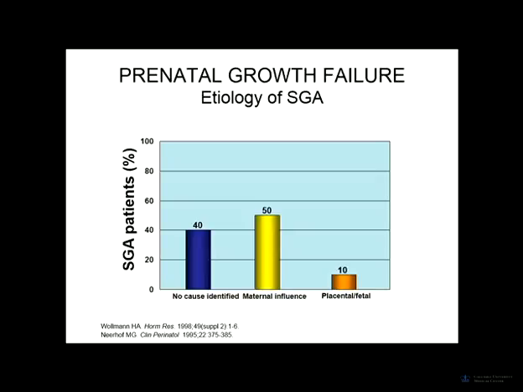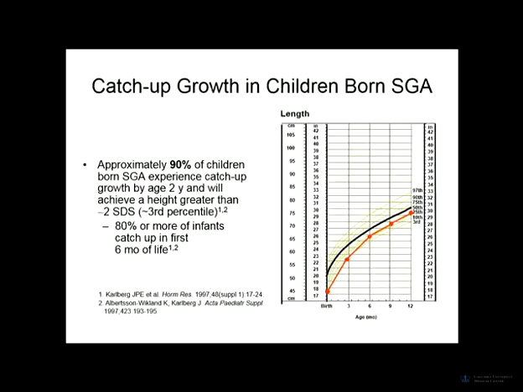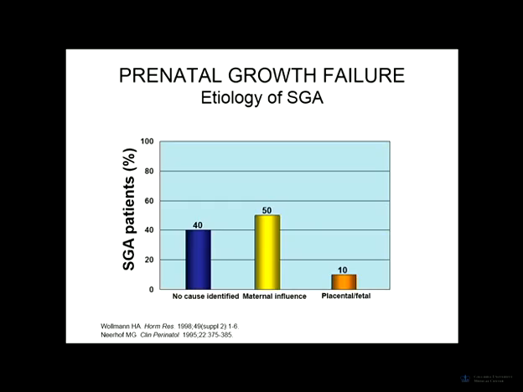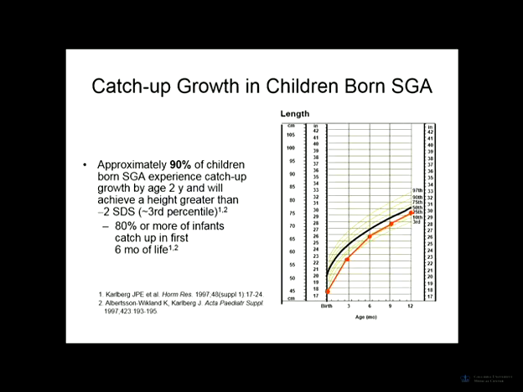Now, it's interesting that only 10% of patients with SGA have placental or fetal causes. And if you look at the next slide, 90% of children born with SGA will catch up. So what this means is, if there's some environmental toxin or something placental, or some maternal factor like alcohol or cigarettes or drug use, once the child is taken out of that toxic environment, they catch up on their own. Okay, approximately 90% of children born SGA will experience catch-up growth by age 2.